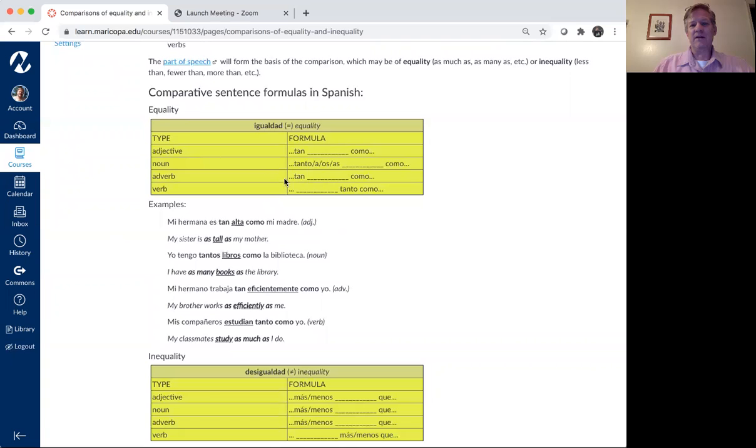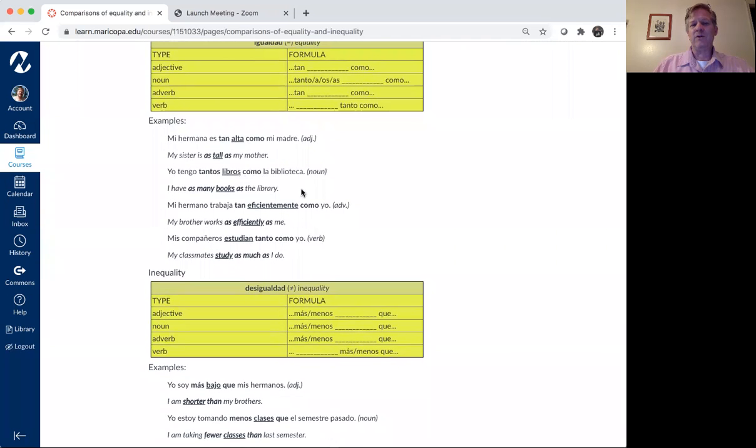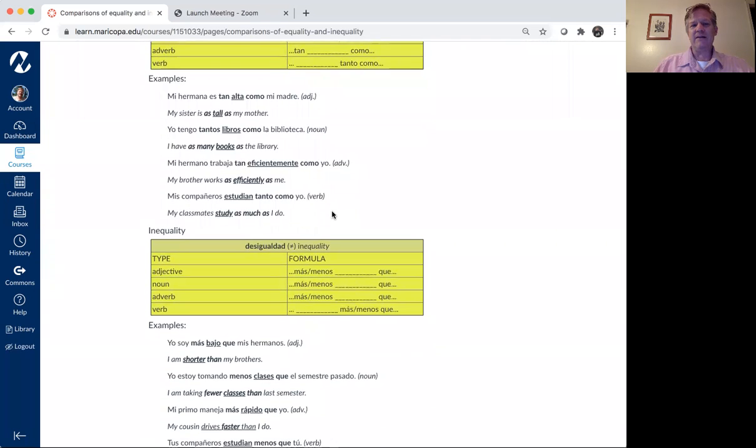Notice that there are some repetitions. Adverb and adjective has the same structure. Noun is a little bit different. A verb is quite different. And here are some examples. Mi hermana es tan alta como mi madre. Tengo tantos libros como la biblioteca, etc.